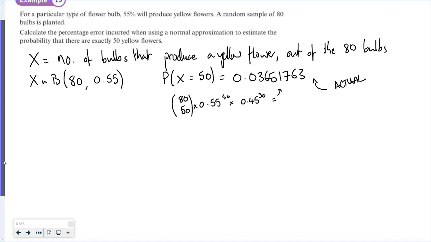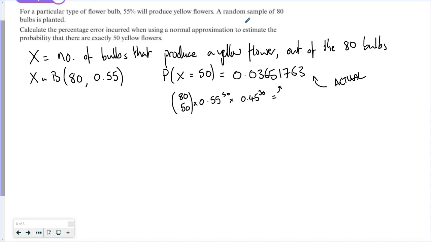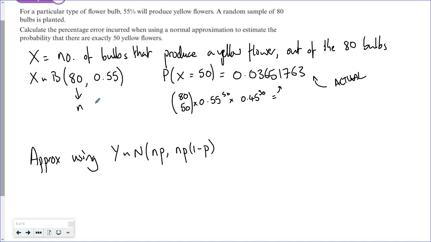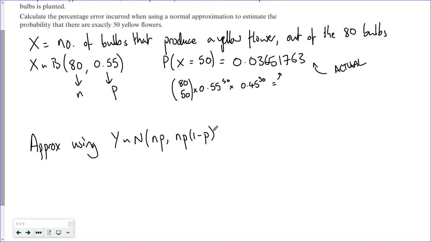So what we're going to try and do is use this normal approximation. So we know that we can approximate this using a normal variable, let's say y, which follows a normal distribution. And we know the formula for the mean of the distribution is np, and the variance is np(1 minus p). So remember here in this formula, n is the number of trials and p is the probability of success.